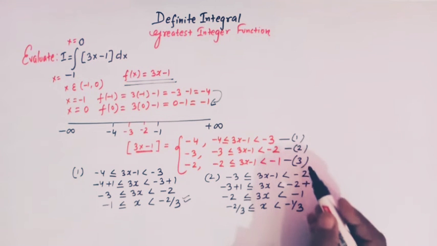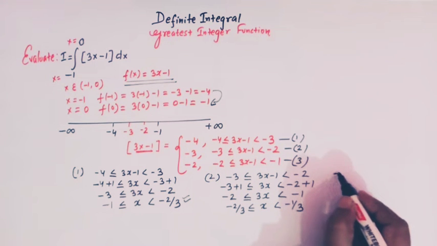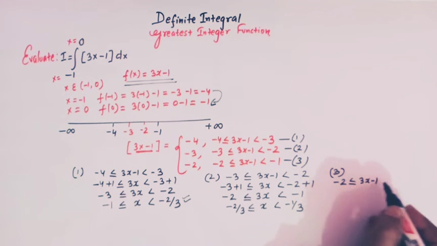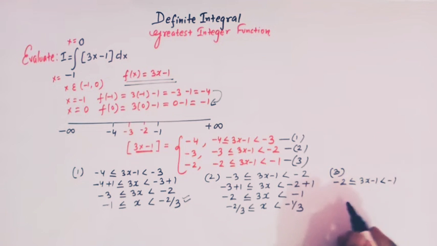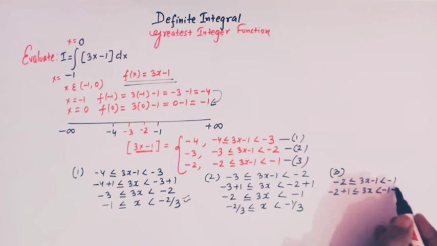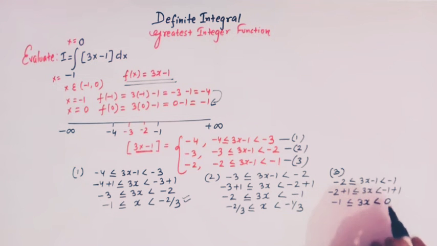Okay, now let us take the third one. Here we have minus 2 less than or equal to 3x minus 1 less than minus 1. Adding 1 throughout, we have minus 2 plus 1, and here we have 3x, and here we have minus 1 plus 1, and this is minus 1, and here we have 3x, and here we have 0.